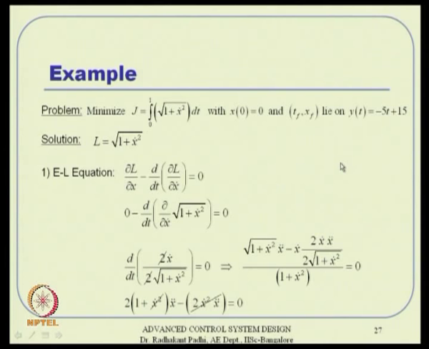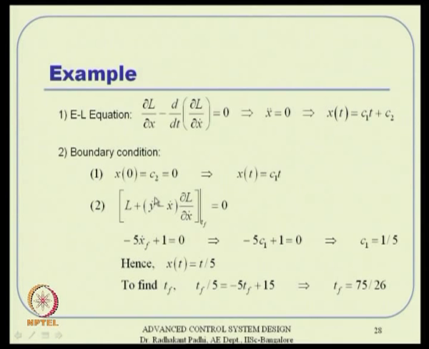So, obviously, I have to satisfy that condition. I put it back here, this transversality condition, and I am left with this equation where I can bring in this x dot of t_f. Remember x dot is nothing but c1. x of t is c1 t, so x dot is c1 simply. So, you put minus 5 c1 plus 1 equal to 0, which means c1 is equal to 1 over 5. So, essentially x of t is t by 5, that is the optimal solution. And this t by 5 lies on this curve.